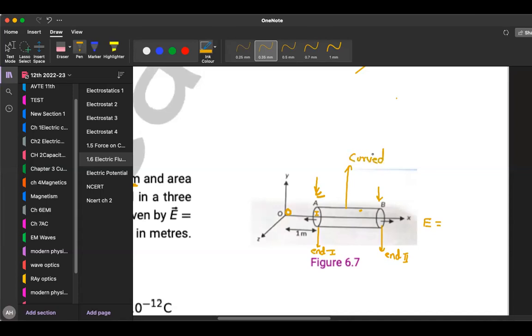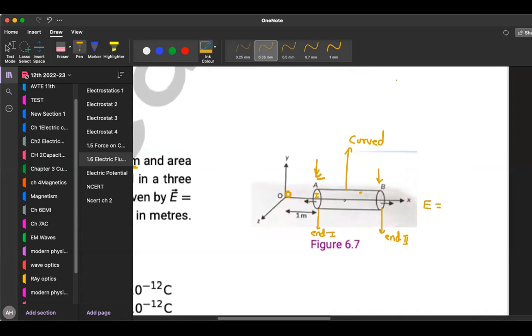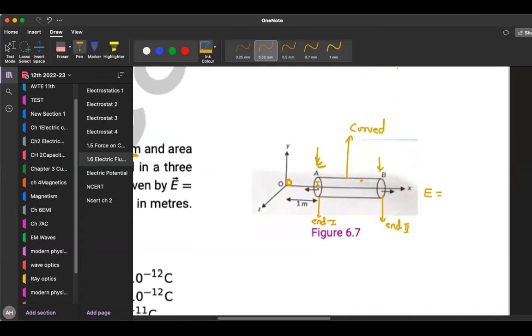Remember, you can't solve a cylinder in one single step. If you want to solve a cylinder, divide it into three parts: first, two ends and a curved surface. So let's calculate flux for end one. End one is a plane surface. For a plane surface, the formula of flux at end one is electric field at end one dot area vector at end one.